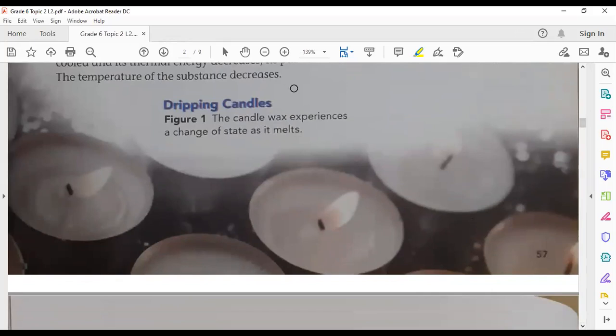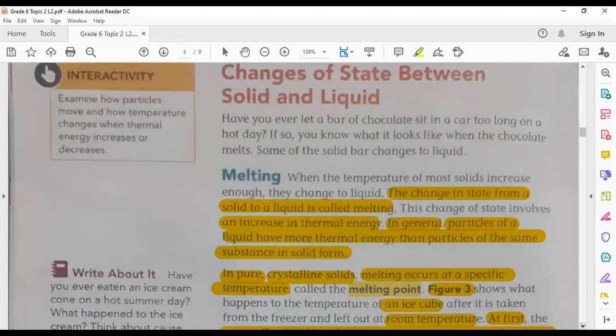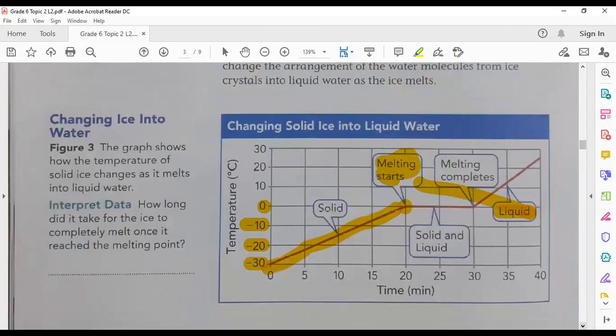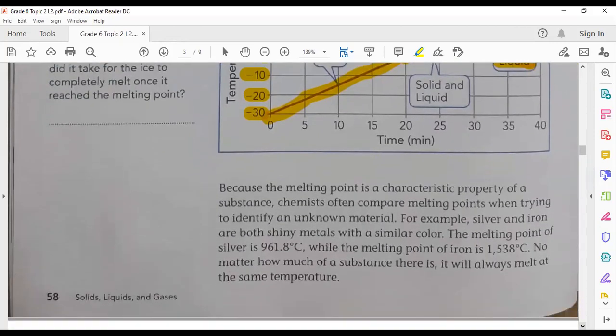Do you have anything to add? Yeah, iron melts at 2064. Which one? Iron. Sure. Iron melts at 2064 Celsius. Excellent. How do you know, Laith? By going to Google. Oh, sorry. Look at the last paragraph. Because the melting point is a characteristic property.